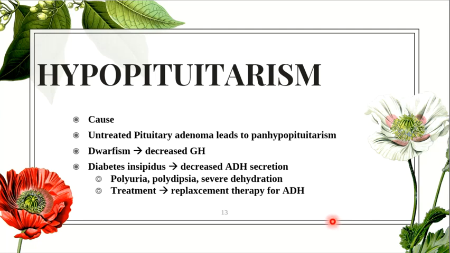If we are talking about SIADH, that is excess ADH, and diabetes insipidus is deficient ADH. Okay, same complaints, but the patient has severe dehydration here, because there is less ADH, so a lot of fluid is going out of the body. Because of that there will be polyuria also. Because there is a lot of urination, the patient will feel thirsty a lot, so polydipsia also. Okay, the only way you can treat the patient is by giving them ADH.